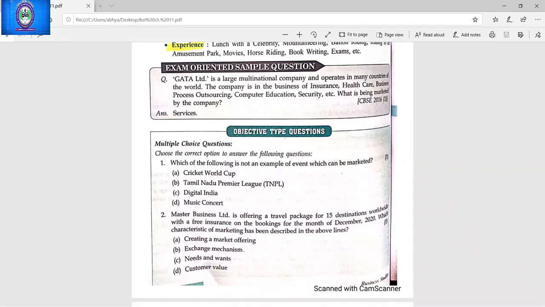Second question. Master Business Limited is offering a travel package for 15 destinations worldwide with free insurance on bookings for the month of December 2020. Which characteristic of marketing has been described in the above lines? Fifteen destinations, free insurance on the bookings. There is no exchange mechanism, because no exchange is there. There is no need and want. There is no customer value. So everyone has given me the correct answer, A. It's creating a market offering, because in this offering they have told each and everything about the product.